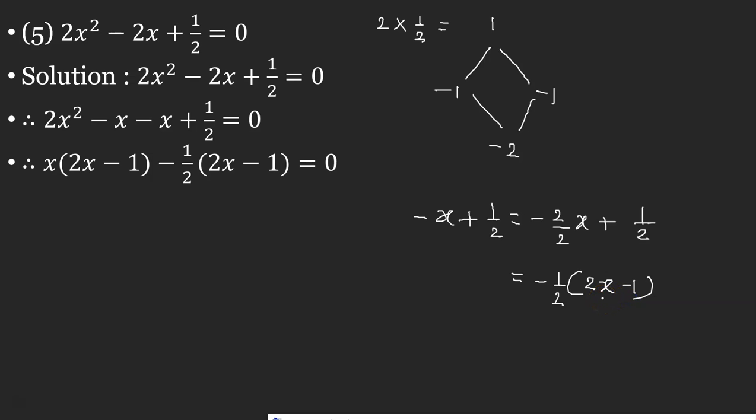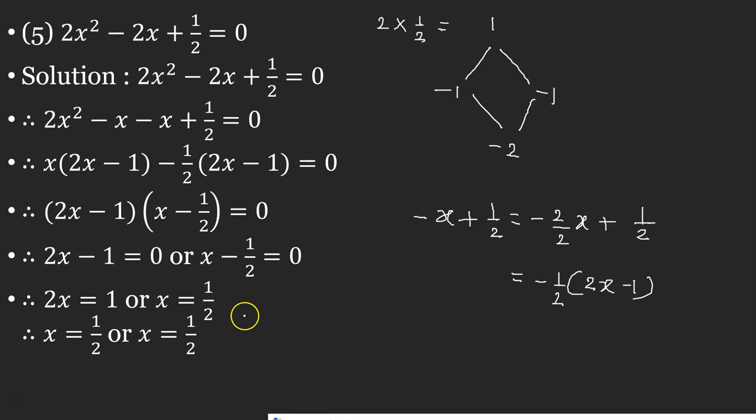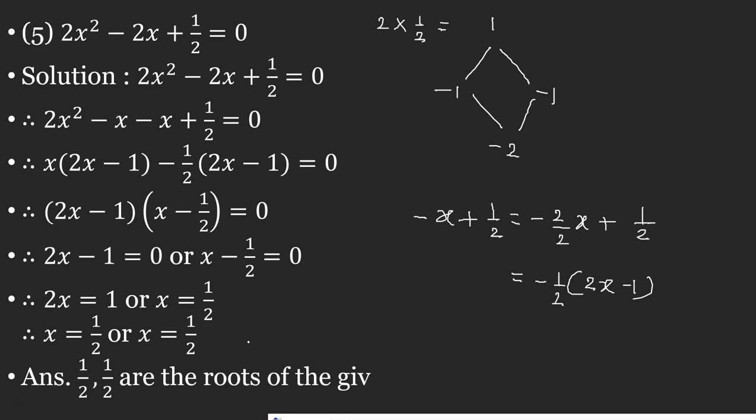Okay. Now the next is 2x minus 1 in the first bracket and in the second bracket x minus 1 upon 2, that's equal to 0. Next, 2x minus 1 is equal to 0 or x minus 1 upon 2 is equal to 0. 2x is equal to 1 or here x is equal to 1 upon 2. Therefore x is equal to 1 upon 2 or x is equal to 1 upon 2. Now both the roots have come out the same here. Okay, this same example we can solve in a different way as well.